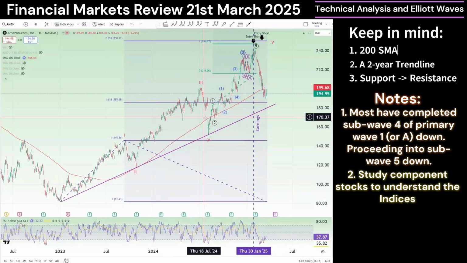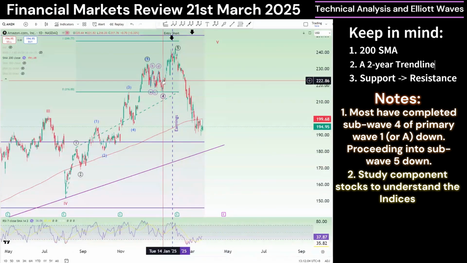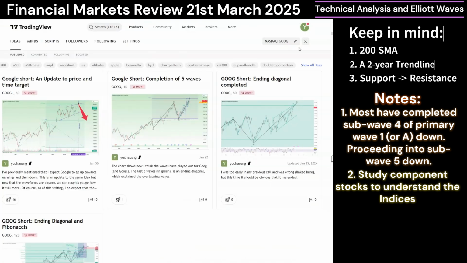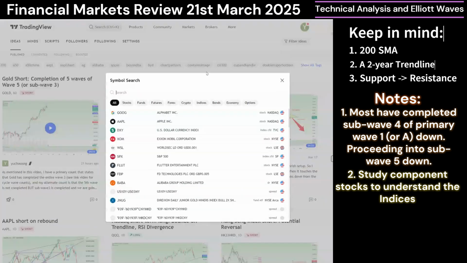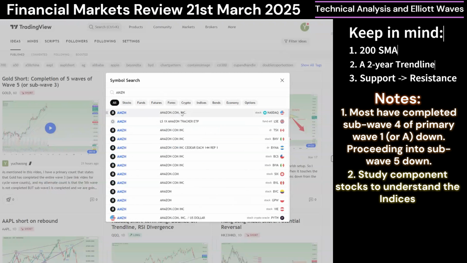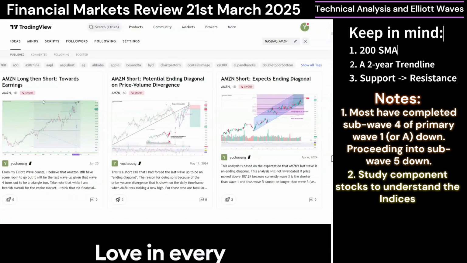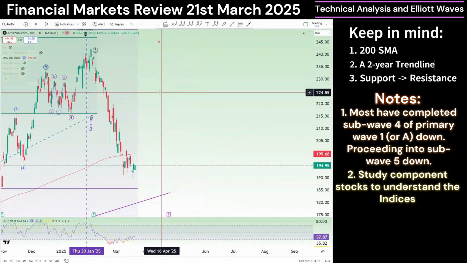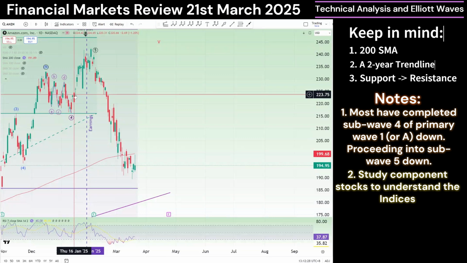Amazon is another case where I actually did call for it to be short on the earnings itself. If we look at Amazon, you see towards earnings, long then short. So this is on the 20th of Jan, which should be around here.